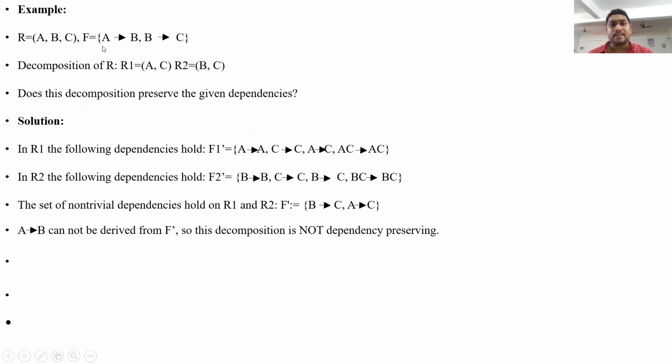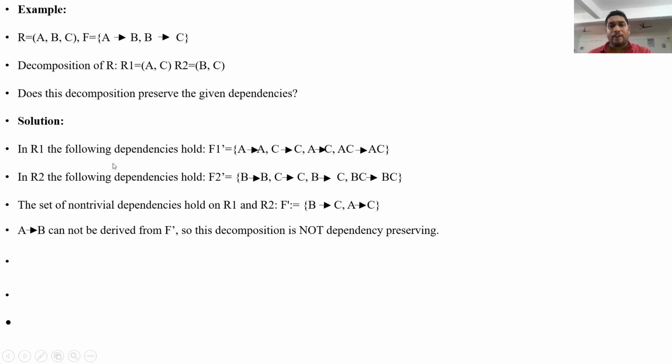But the functional dependencies are A to B and B to C. Does this decomposition preserve the given dependencies? You can check the first relation. In the first relation we have various functional dependencies: A to A, C to C, A to C, and AC to AC. We have four dependencies to follow. Similarly, if you take the BC relation, we have 4. But the set of non-trivial dependencies that hold on R1 and R2 gives us A to C and B to C. This is A to C and this is B to C.